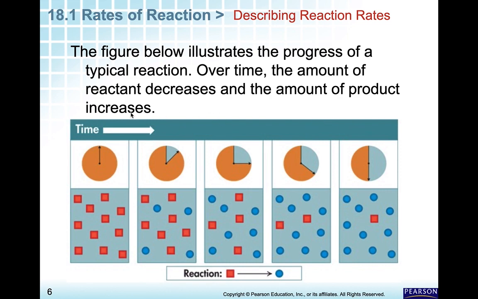And so if we measured this, if we said each interval here was 15 minutes, we could measure either how many red squares disappear each time interval, and that would give us the rate of our reaction. It would show us how much the reactant is changing every 15 minutes, or we could measure how many blue circles appear every 15 minutes, and that would tell us the same thing, how fast the reaction is taking place.